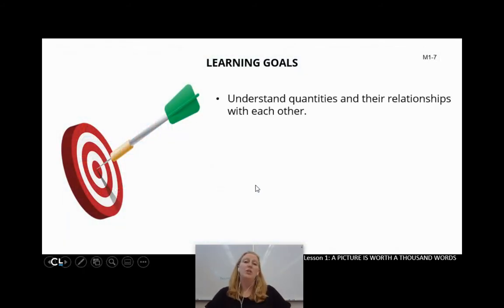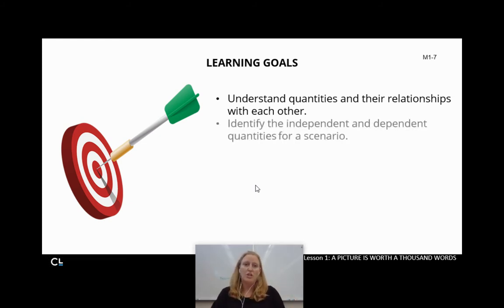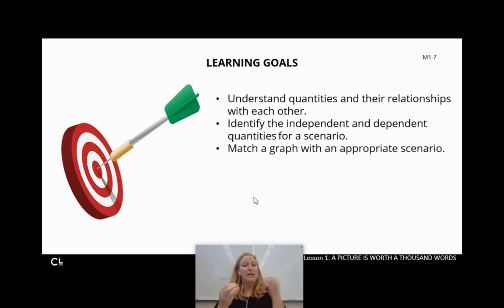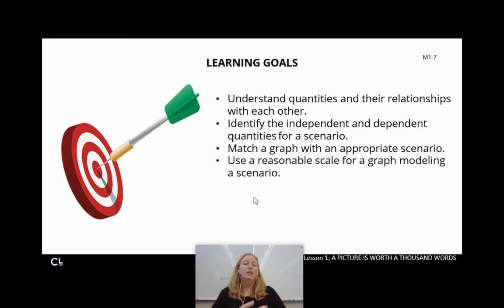We do have some learning goals over these next 2 days. We want to understand quantities and their relationships with each other. We want to identify the independent and dependent quantities for a scenario. We'll be doing a lot of that. We'll also look at how to match up a graph with an appropriate scenario, and use a reasonable scale for graphing or modeling a scenario. You know what the x-axis is and what the y-axis is, but they need to have numbers on them so you know how much everything is.